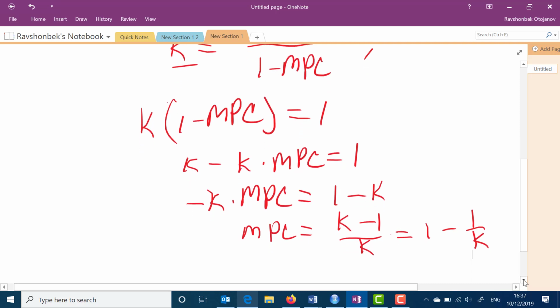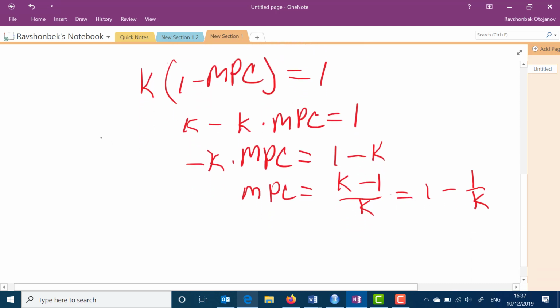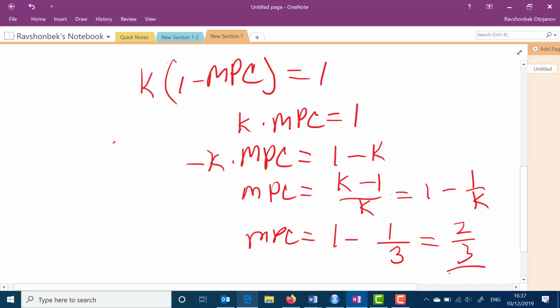Then if you work this out, MPC is equal to 1 minus 1 over, was it 3? Yeah. So 2/3. What does that mean? It means we consume 2/3 of the income that we received. 2/3 of the income we received.